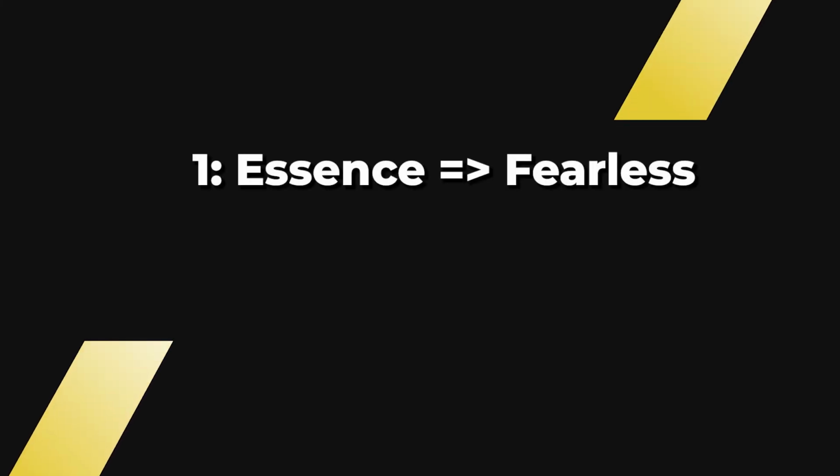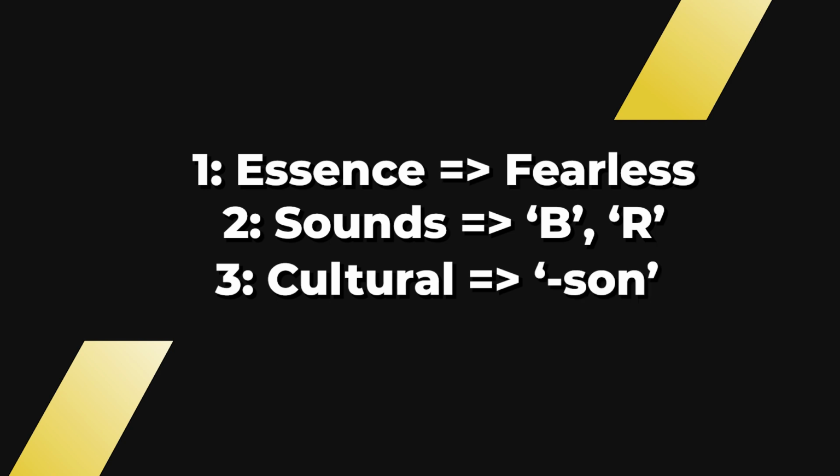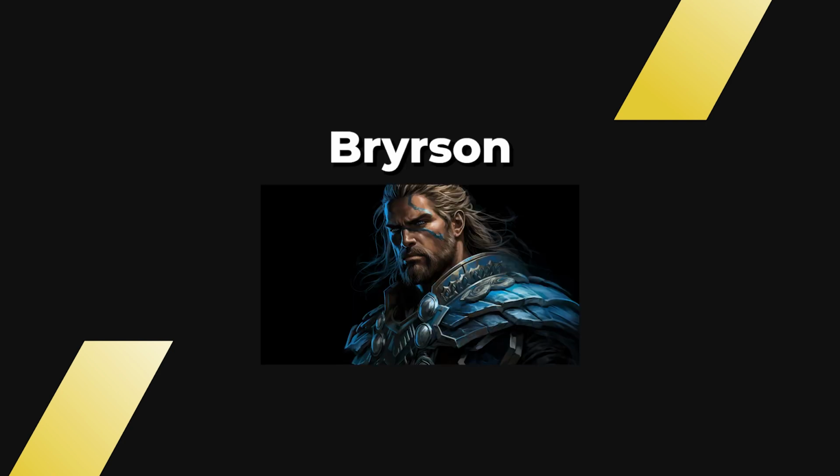Now, with all this theory in mind, let's put this method into practice with 3 different examples. Imagine we're naming a fierce warrior from a culture similar to the Norse mythology. In step 1, our essence might be fearless. Following that, for our synesthetic sounds, in step 2, we choose strong, impactful consonants like b and r. Next up is step 3. From Norse linguistics, we borrow the suffix son, which means son of. Mixing these together, we might come up with Briason, a name that sounds robust and deeply rooted in its cultural context, passing the intuitive filter in step 4 as well.